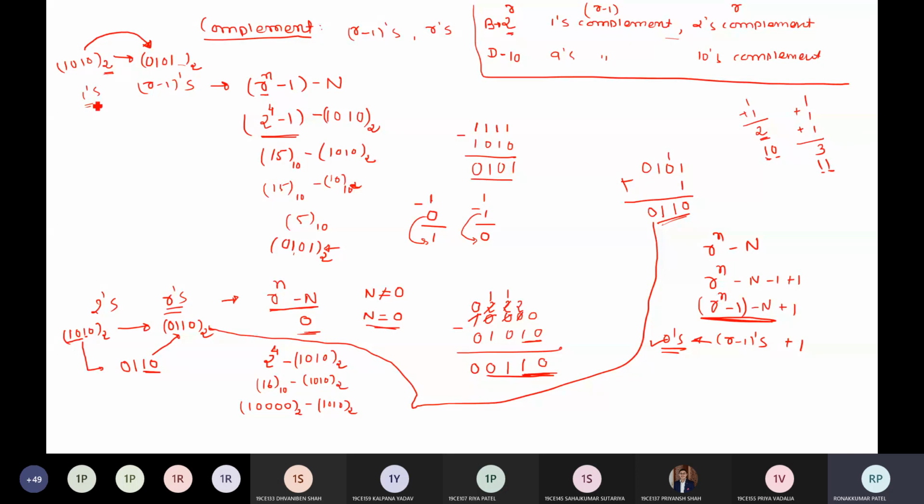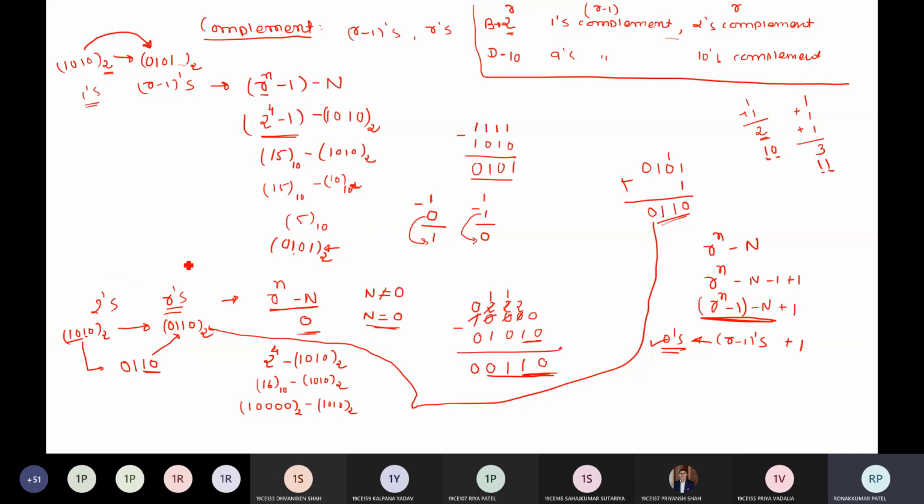What is the shortcut method for 1's complement? Whatever digits you have, for binary it will be 1 or 0. So convert 1 into 0 and 0 into 1. That's it. That is your 1's complement. Now you can add 1 to that, and then you get 2's complement. This rule is for all R's complement. It can be 2's complement, it can be 10's complement. But we have seen a direct method for 2's complement as well.